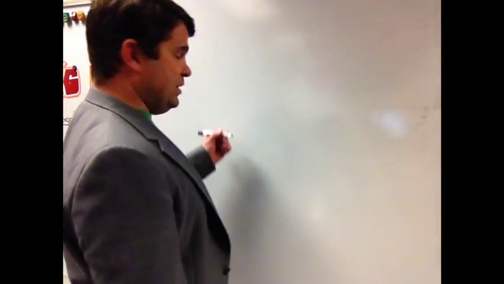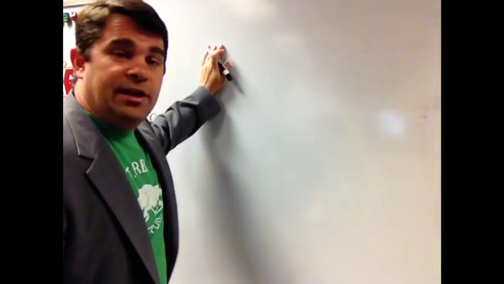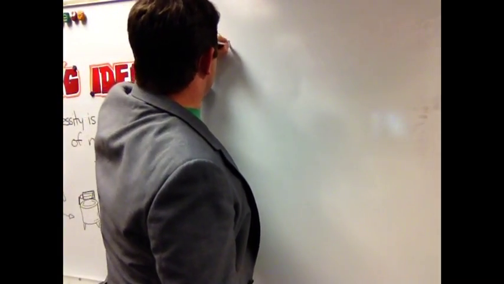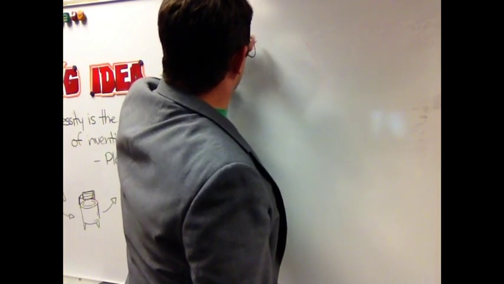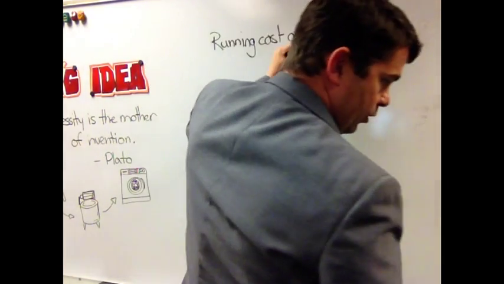Alright guys, so here's how you make that graph. First we got to start with a title, and the title of it is the running cost, because that's what we want to know. Running cost of 4 washers.